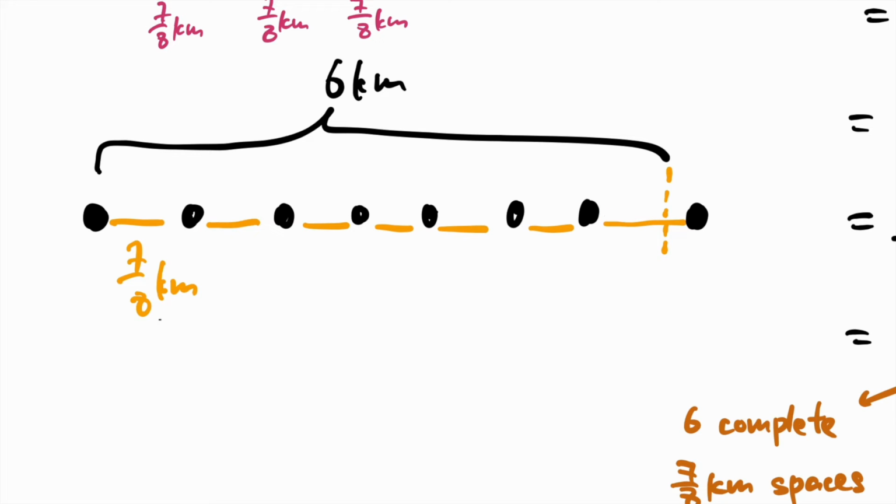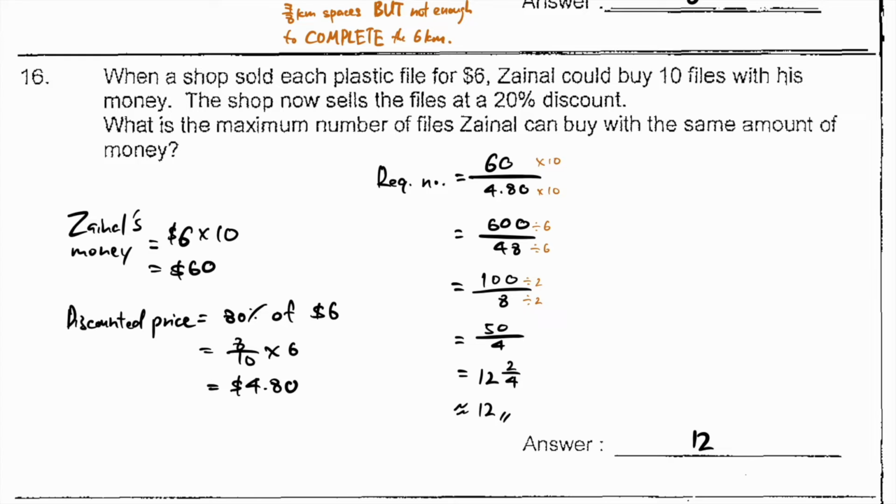And that's not correct. When a shop sold each plastic file for $6, Zainal could only buy 10 files with his money. So what that means is 10 files, each for $6. Well, we know Zainal's money, which is $60, right here. So what's the discounted price then? Now, 20% discount. For the 10 files, now they are going to cost no longer $6 each. They're going to cost 80% of $6. That's $4.80, applying the 20% discount.